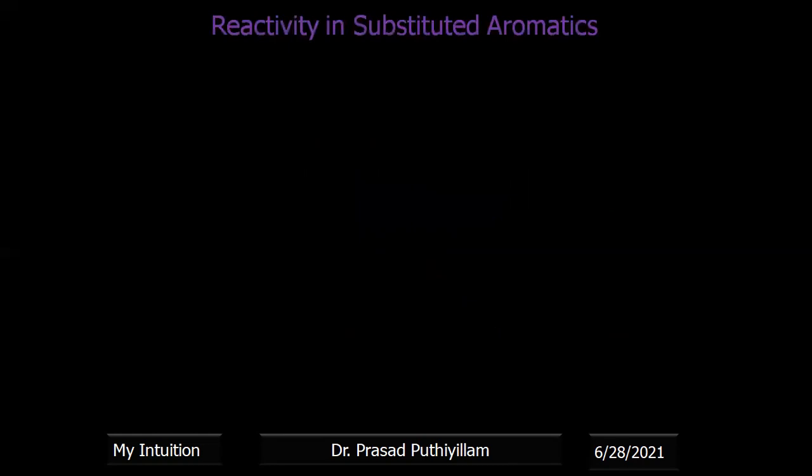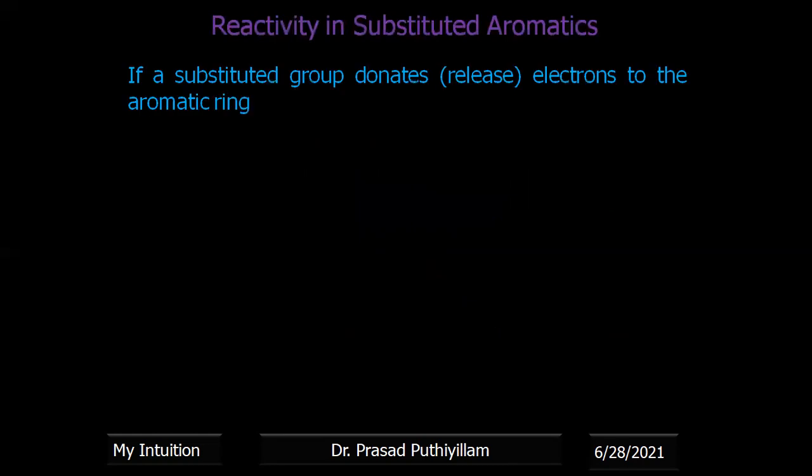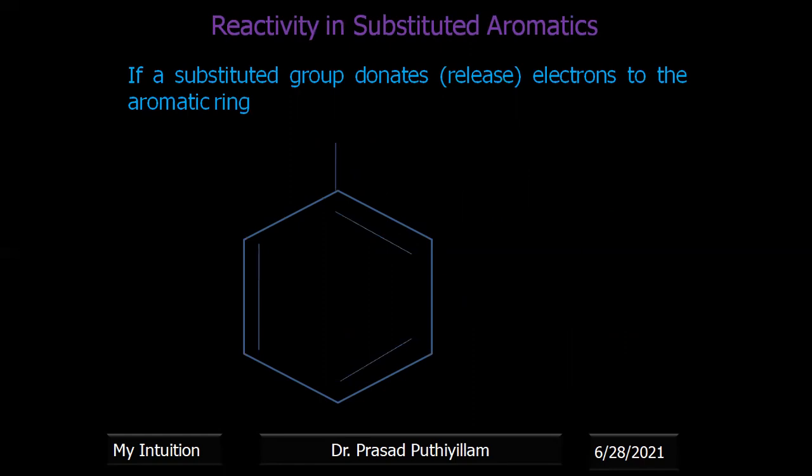If the substituent is an electron donating group, it releases electrons to the aromatic ring. I'm taking benzene as an example, with the substituent. I didn't write any group here, only a sphere is given. It is an atom or group of atoms having a lone pair of electrons, able to donate or release electrons. To understand easily, I put a lone pair of electrons so that it can donate.